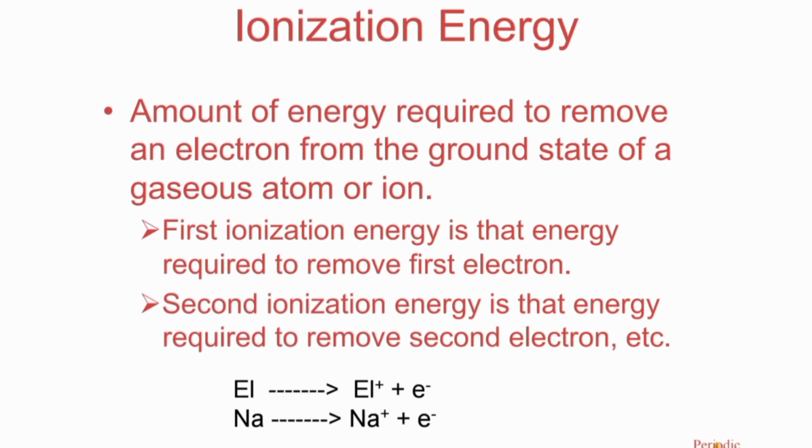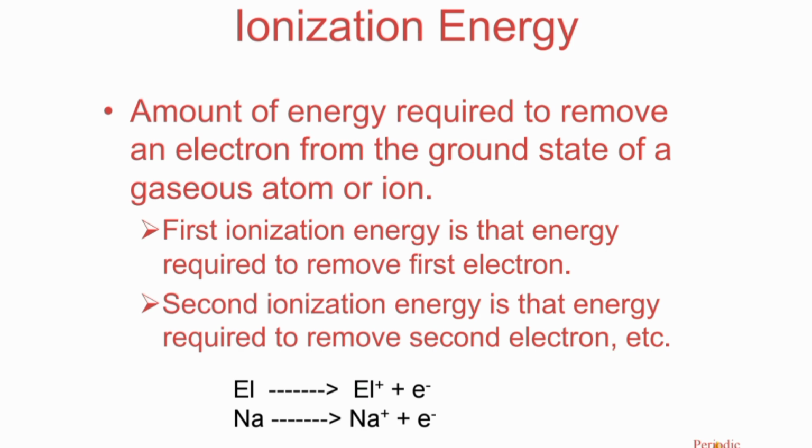Ionization energy is the amount of energy required to remove an electron from the ground state of a gaseous atom or an ion. Ionization energy depends on the stability of the atom and is inversely related to metallic character. Ionization energy is inversely related to atomic radius. When atomic radius increases, ionization energy decreases. Ionization energy is also inversely proportional to the shielding effect.